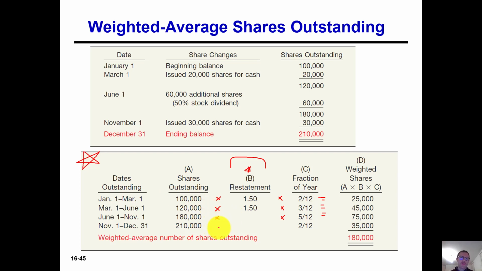Okay, and then on November 1st, you just issued regular shares for cash, 30,000 shares, bringing your total to 210. So 210 times 2 months out of 12, November and December. And that'll give you your answer there. So your weighted average number of common shares outstanding is 180 for the year. All right. And I think that is enough for this video.